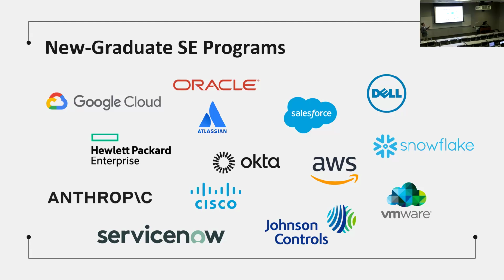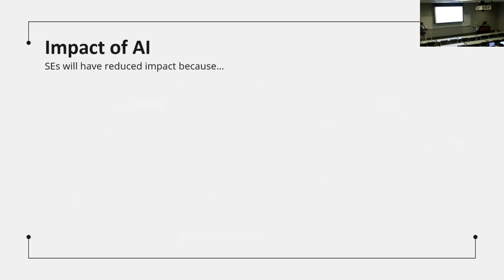And usually these programs consist of like 3 to 6 months of low risk training and practice before you get out as a real SE on real projects. So very great environment. You're essentially just getting paid to learn. Who doesn't love that? So definitely look at these programs and more.